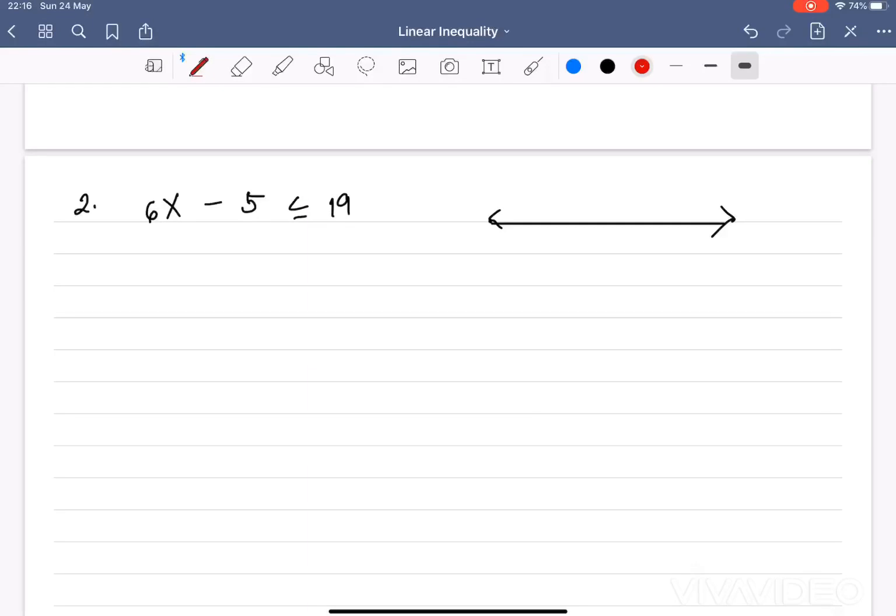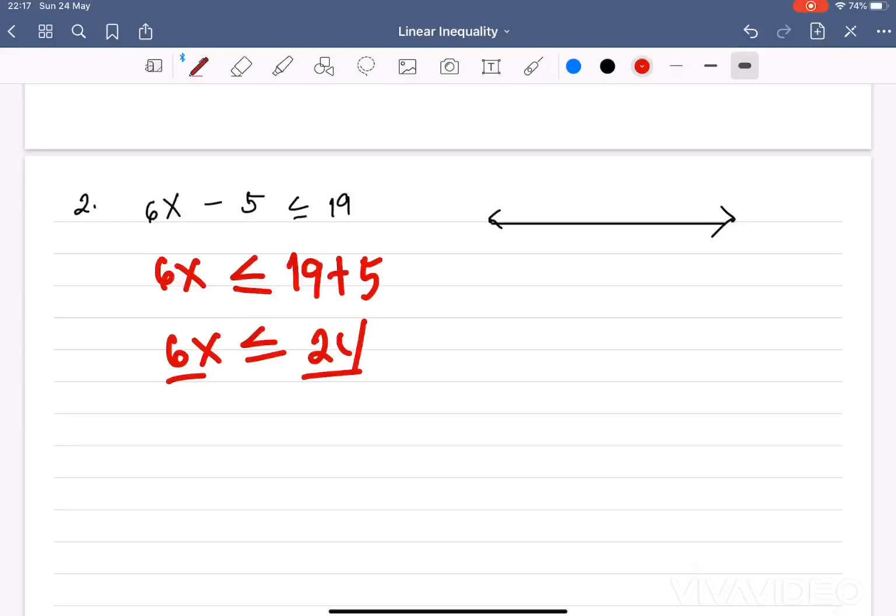Number 2. Suppose we have 6x minus 5 is less than or equal to 19. To find the possible values of x, we will transpose 5 to the other side of the inequality. So we have 6x is less than or equal to 19 plus 5. So 6x now is less than or equal to 24. Divide both sides by 6. So x now is less than or equal to 4.